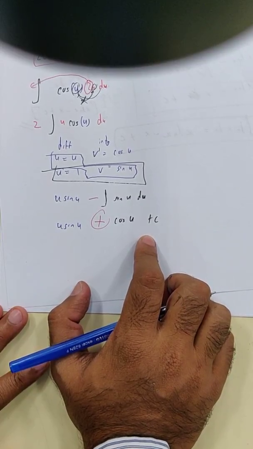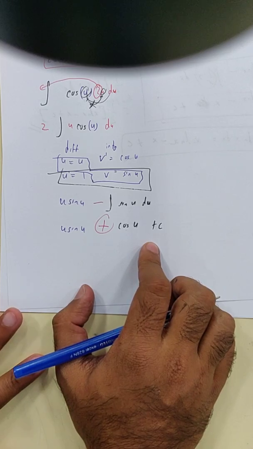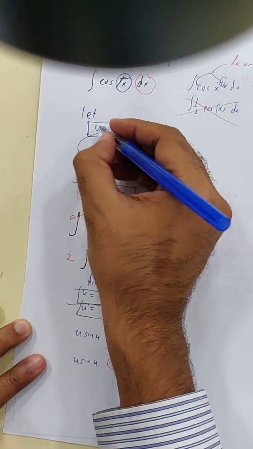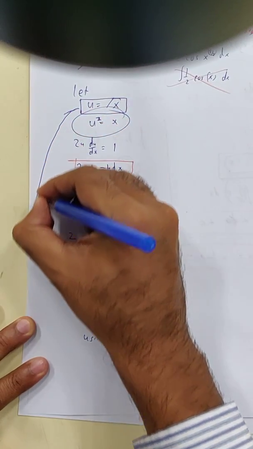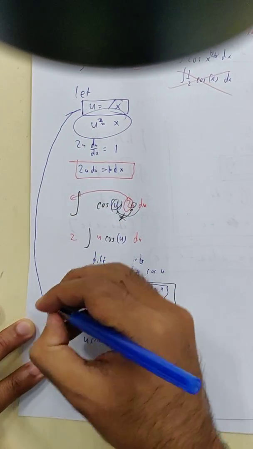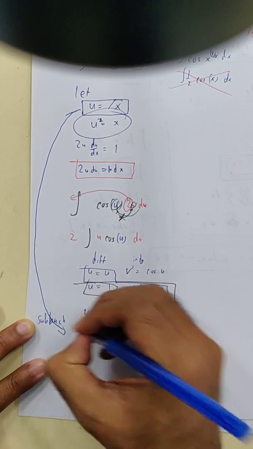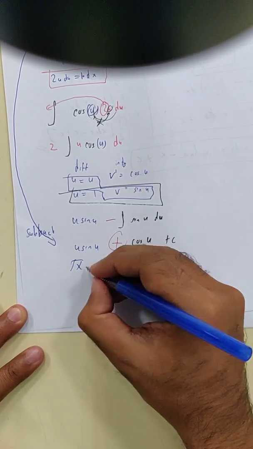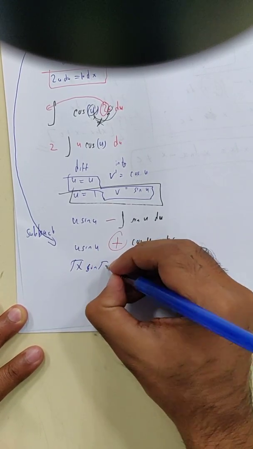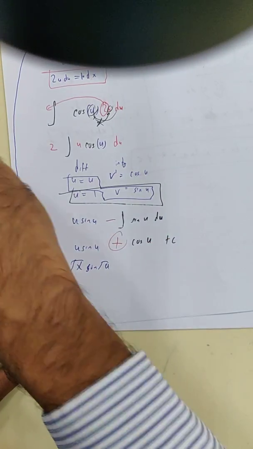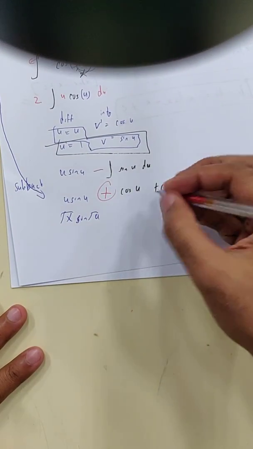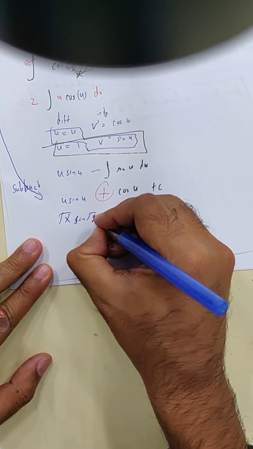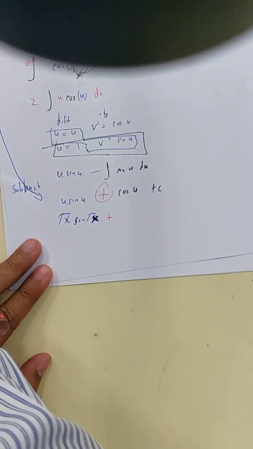Sub back what? This one here, or sorry, this one. Yes, sub back. Sorry, I'm running out of time a bit. x sine square root x, plus, sorry, not u there, x. Running out of time. This is outro, man.